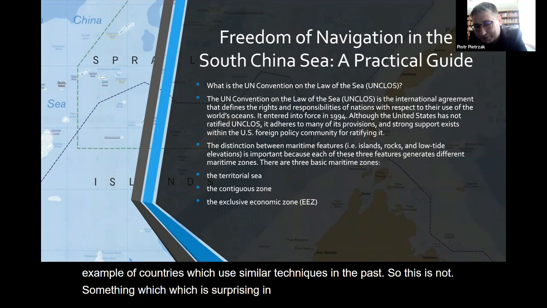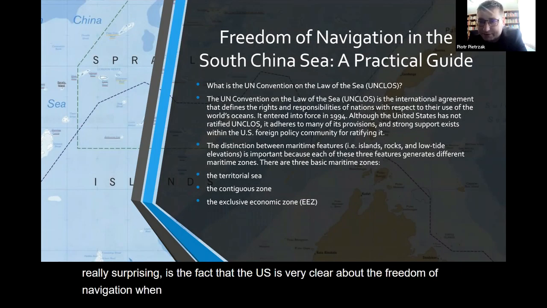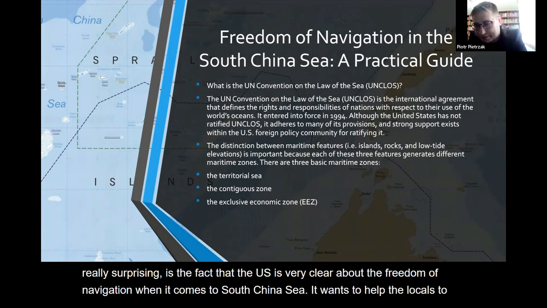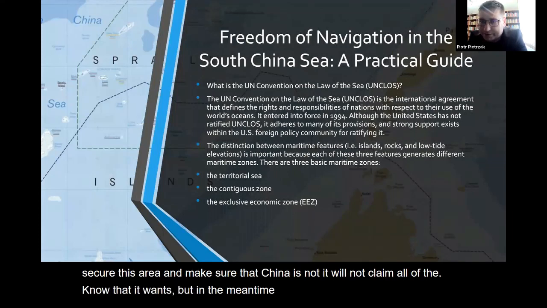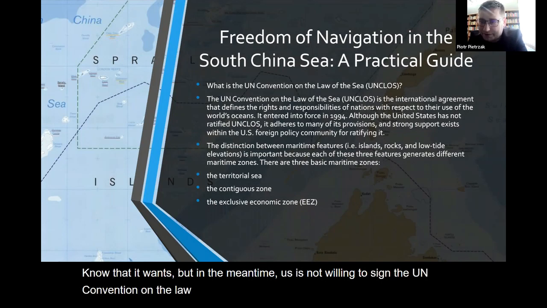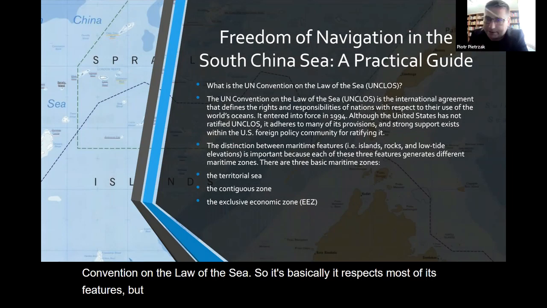Another thing, which is not really surprising, is that the US is very clear about the freedom of navigation when it comes to the South China Sea. It wants to help the locals to secure this area, and make sure that China will not claim all of the area that it wants. But in the meantime, the US is not willing to sign the UN Convention on the Law of the Sea. So it respects most of its features, but it's not willing to sign. It's similar to the Kyoto Protocol.